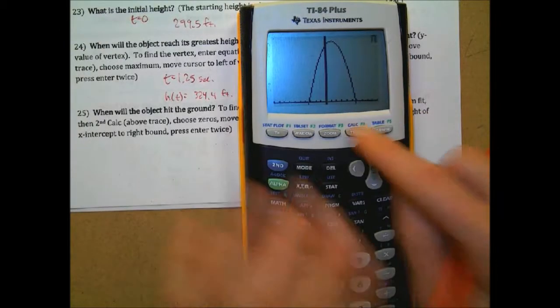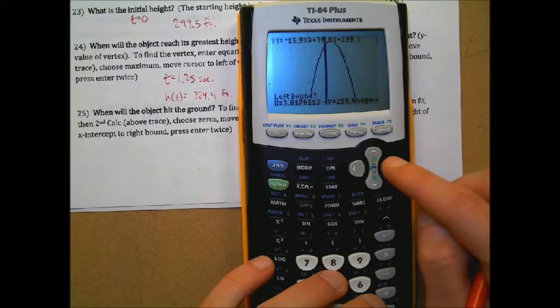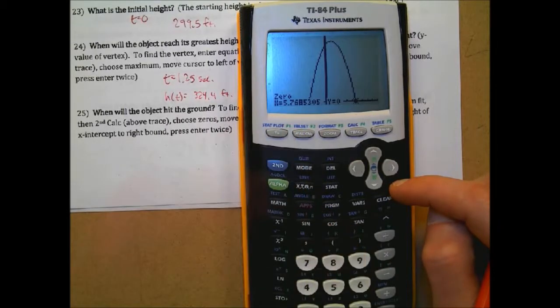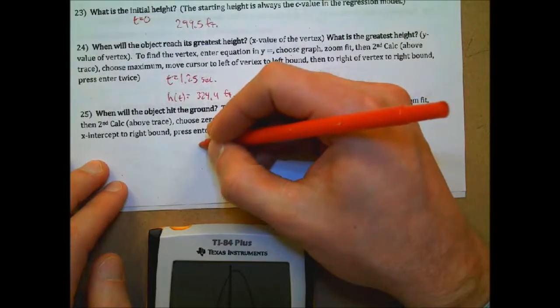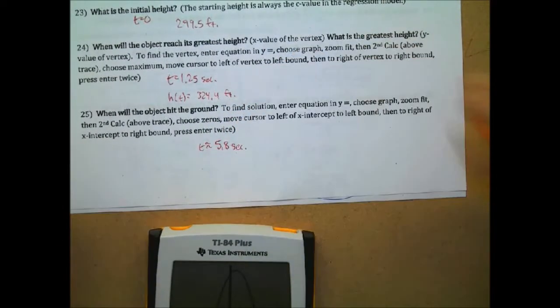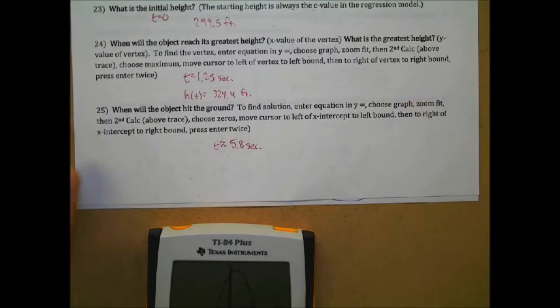So second trace, zero command. Make sure you're to the left of the 0 and hit enter. To the right, hit enter. And then back in towards the 0, hit enter. And there it is, about 5.8 seconds. Okay, and again, all these directions, folks, are right here in the question.